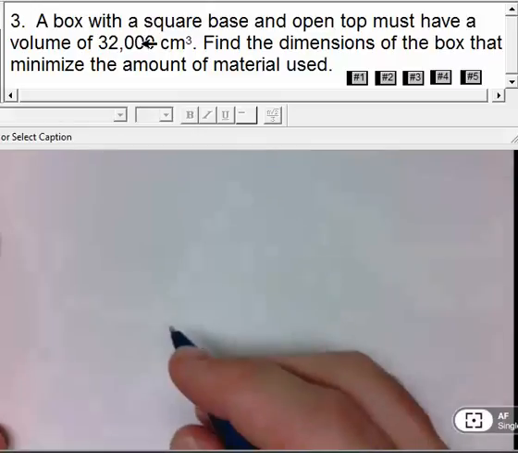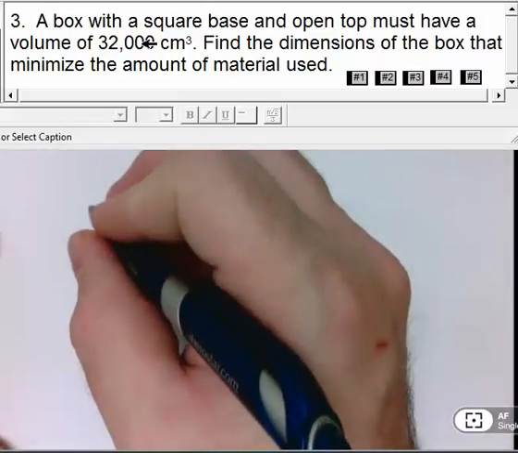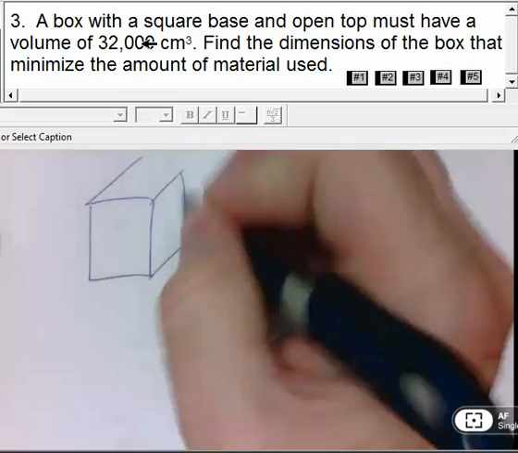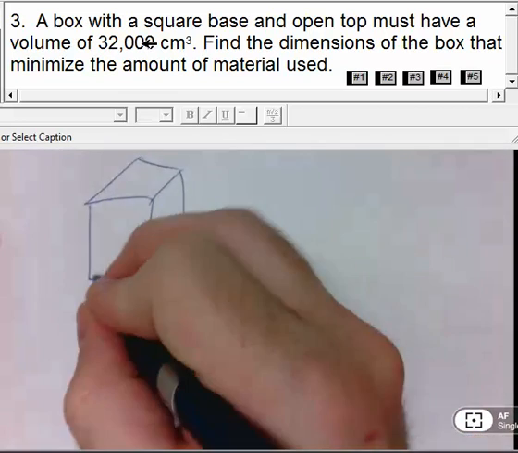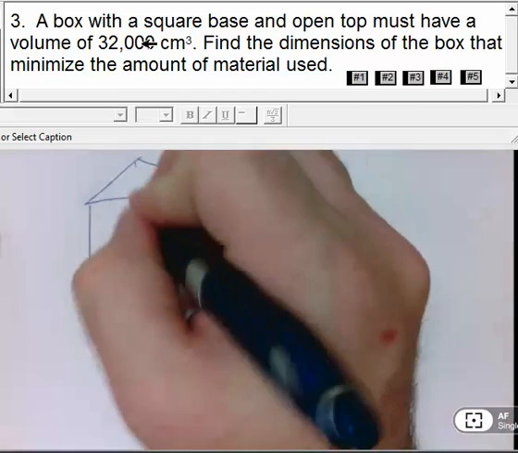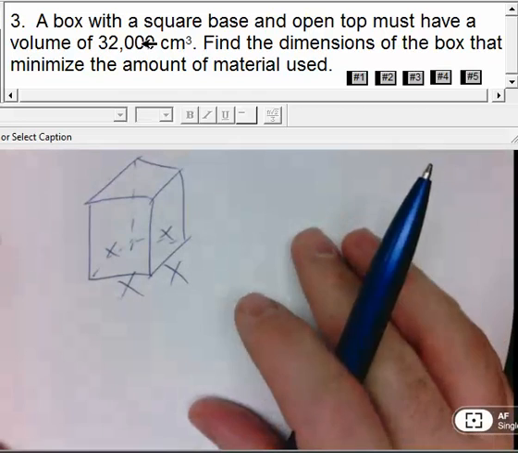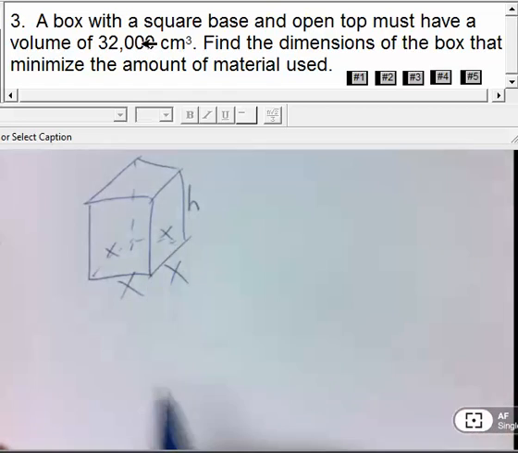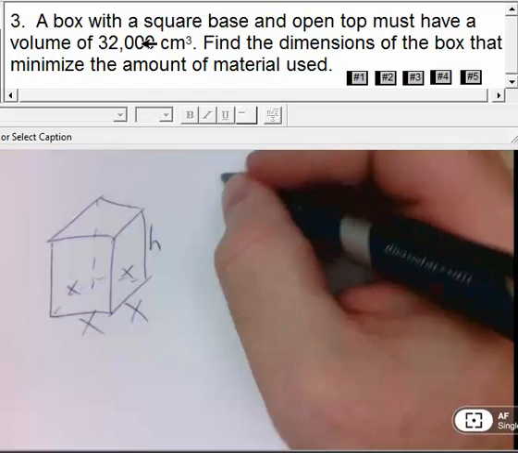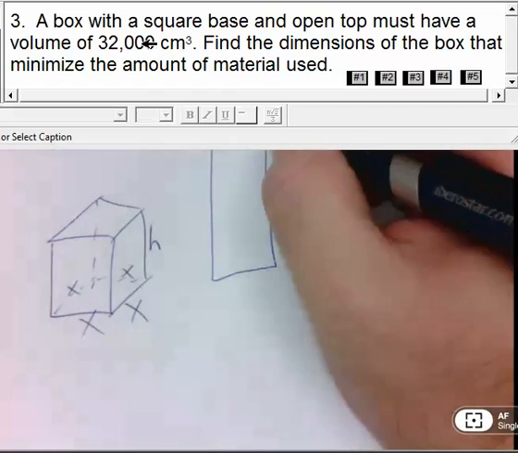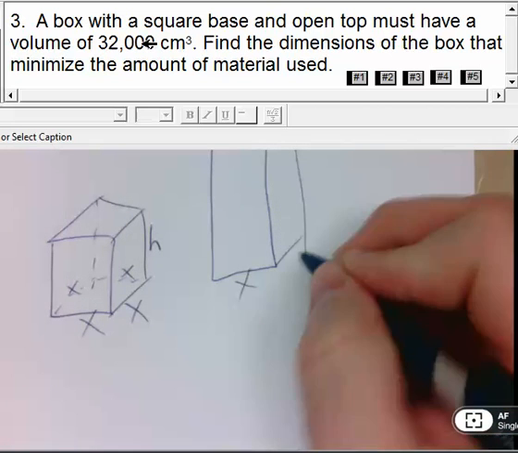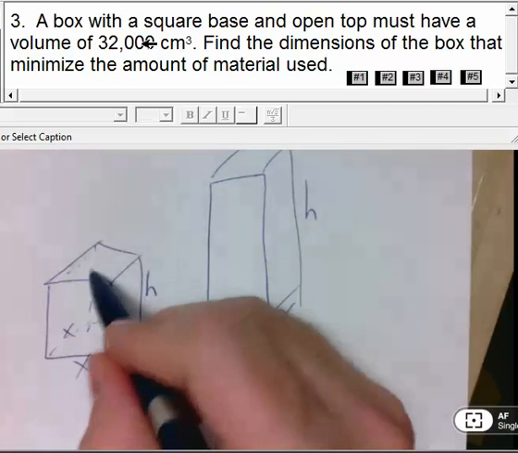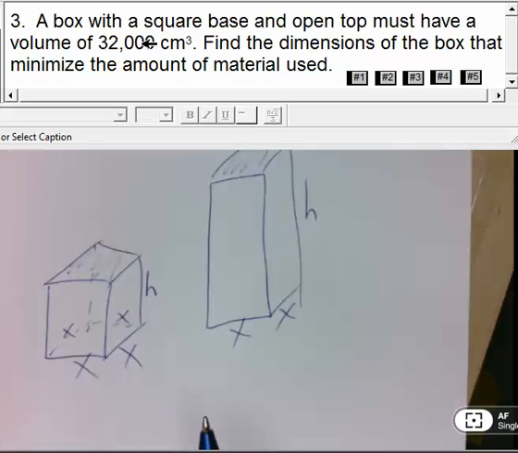Okay, so let's draw a picture. We have an open box, open top with a square base. Something like this. Square base, right? It doesn't say it's a cube. I know I didn't draw it so great. It almost looks like a cube, but I don't know what the height is, so I'm just going to call it h. It could be like that, it could be like this. I have no idea right now. All I know is it has a square base with an open top. So there's nothing up here. It's just open. I don't have to worry about it.